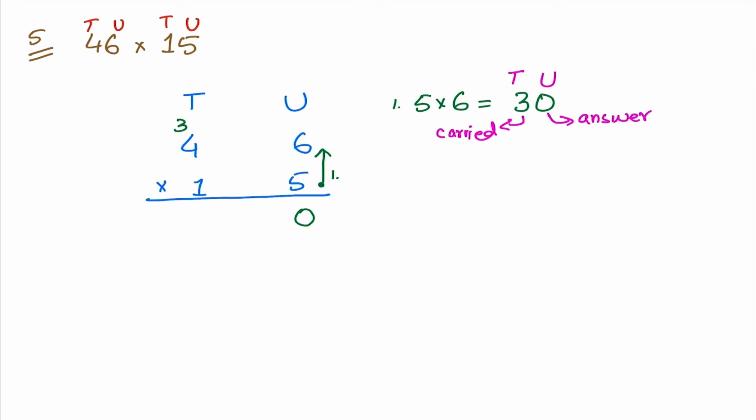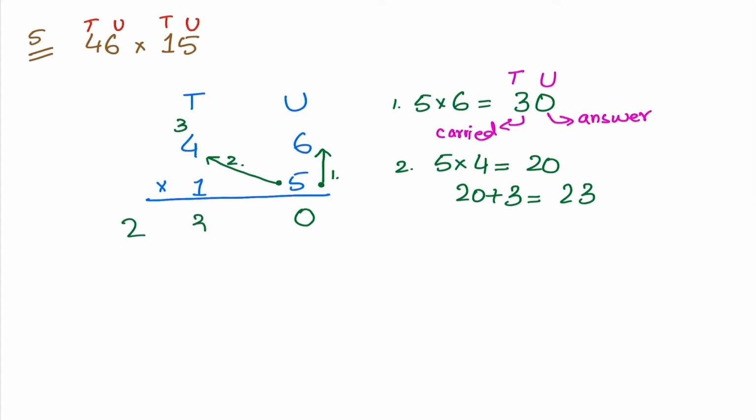Now the next step is you will multiply the unit digit at the bottom to the tens digit at the top. So we have 5 times 4. 5 times 4 will be 20. After multiplying the number 5 with 4, what we have to do is we have to add 3 to the result. Okay? So we have 5 times 4 is 20. Now we will add 3 to 20. So we will get 23. So here we can write 23.